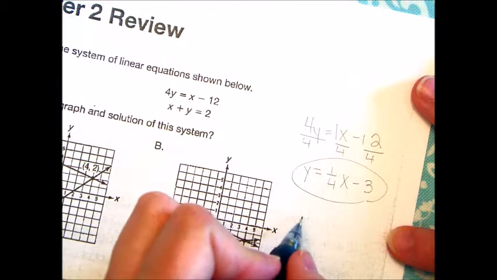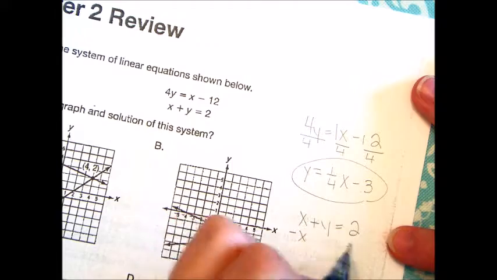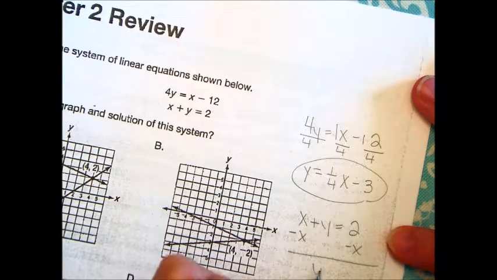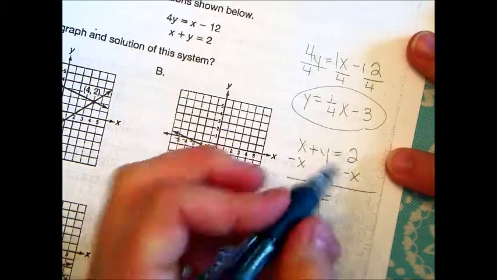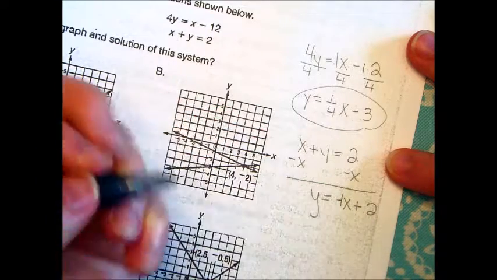The second equation, x plus y equals 2. Take the x to the other side. You should know how to solve for y. y equals negative x plus 2. Now remember, that's negative 1x plus 2.